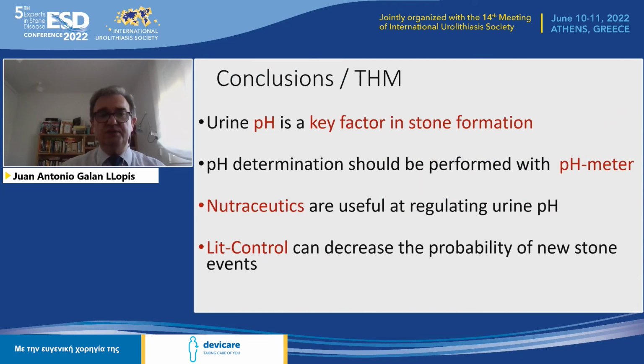So we can conclude that urine pH is a key factor in stone formation. The pH determination should be performed with a pH meter. Nutraceutics are useful at regulating urine pH, and LEAD Control can decrease the probability of new stone events.